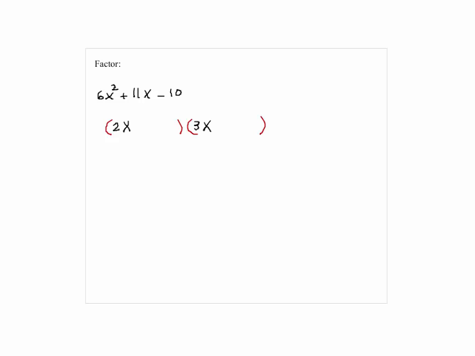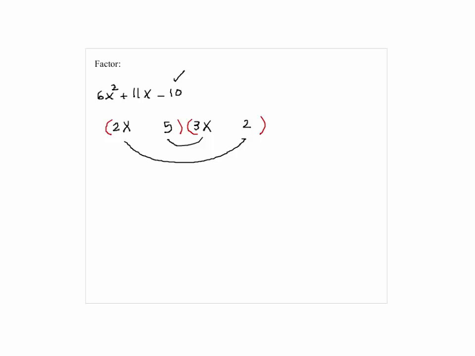Now, you're looking for two numbers. When we multiply them together, you get minus 10. And that's the number we're going to put here. Again, the possibilities would be 1 and 10 and 2 and 5, right? So if you put 5 here and 2 here, you want to see if that's the right combination.